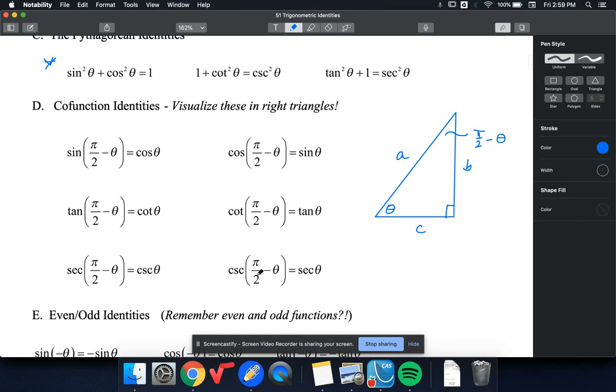And I could keep going with all of my identities. Again, I have none of these memorized. I always just think of a right triangle to come up with them.